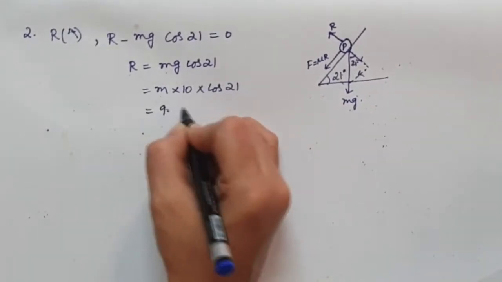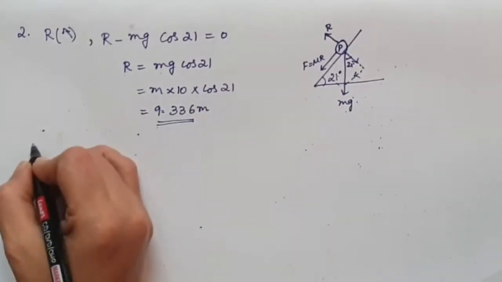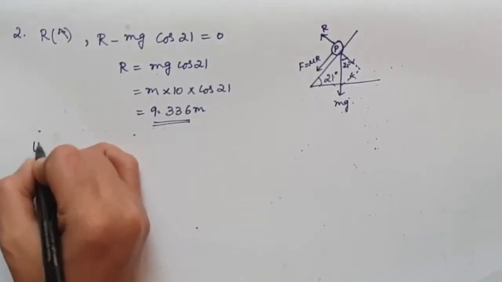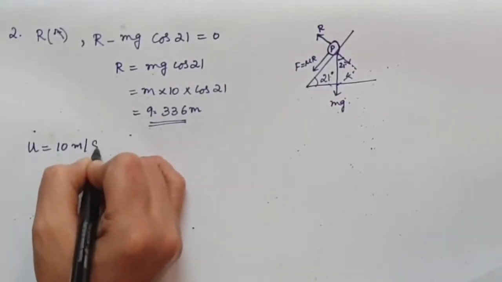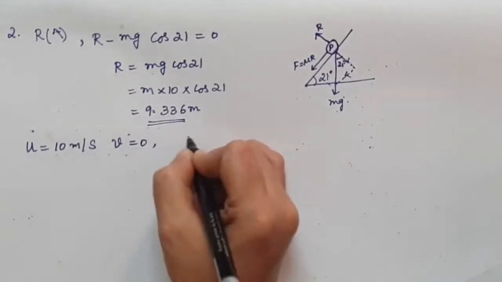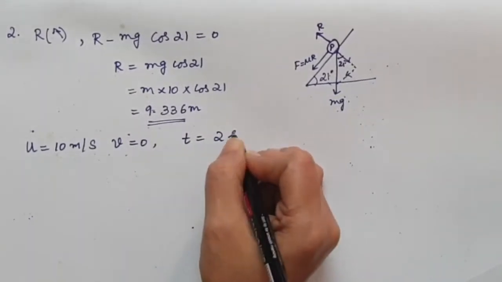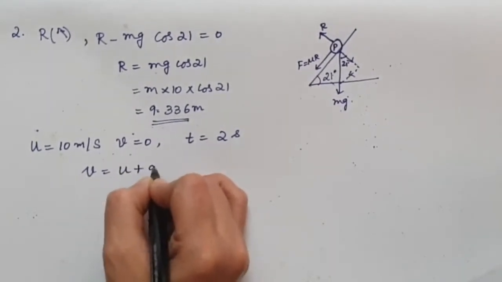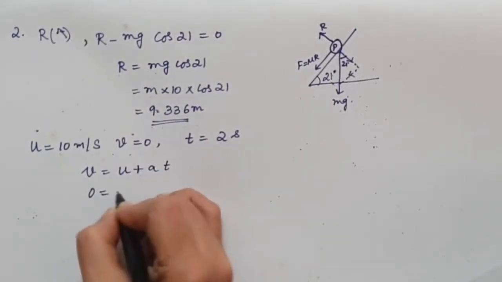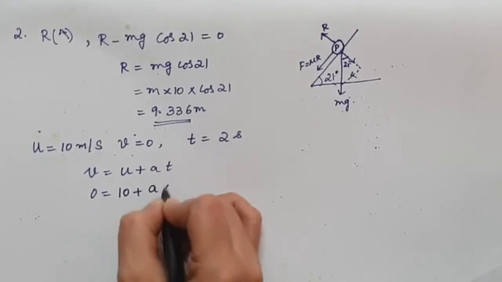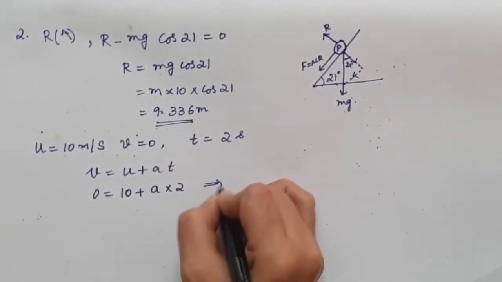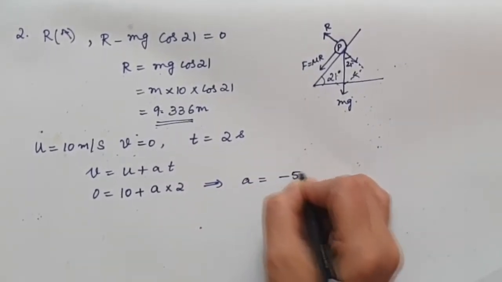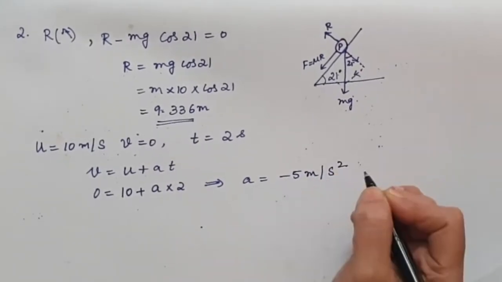That will give us an answer of 9.33. Now in this, we are given u equal to 10 meters per second, the final velocity is 0, and t equal to 2 seconds. So using our formula v equal to u plus at, we have 0 equal to 10 plus a into 2. From this we get a as minus 5 meters per second squared.